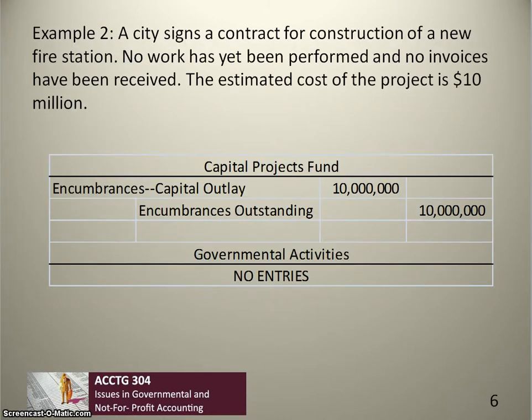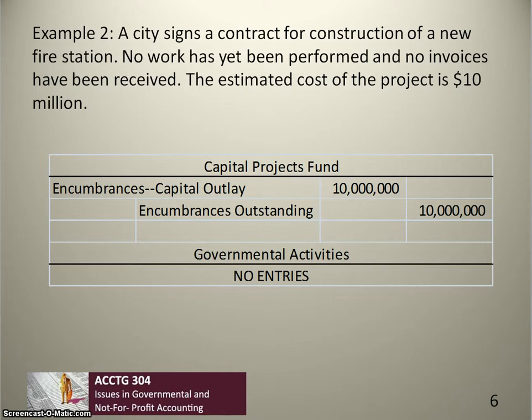Example 2. This deals with encumbrances. Remember, encumbrances are a claim against appropriations, indicating that a commitment has been incurred in some way, but it does not yet qualify for recognition as an expenditure.